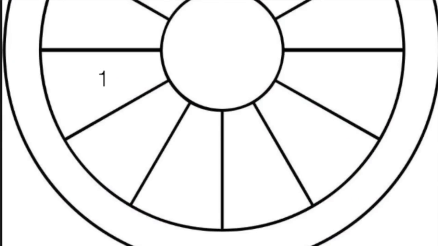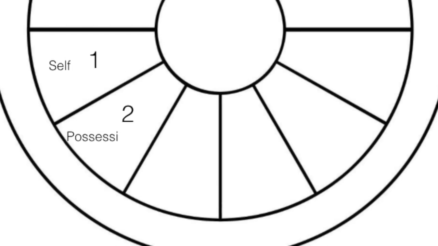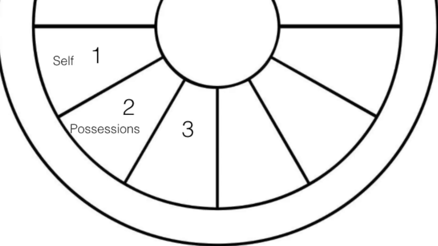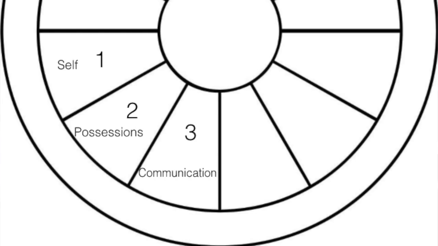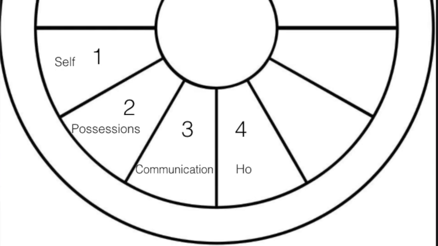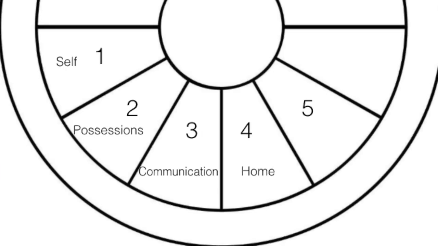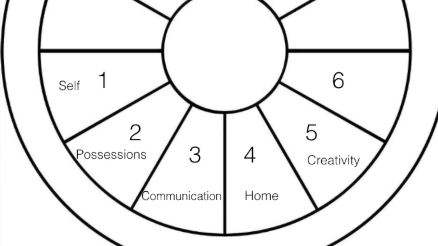The ruler of the 1st house is Aries, and that has to do with the self. The 2nd house is Taurus, and that has to do with possessions. 3rd is Gemini, and that has to do with communication. The 4th house is Cancer, and that has to do with home. The 5th house is Leo, and that has to do with creativity. The 6th house is ruled by Virgo, and that has to do with service. The 7th house is ruled by Libra, and that has to do with partnerships.